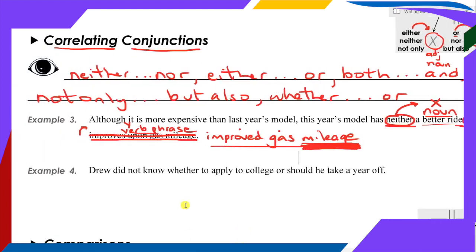Number 4, "Drew did not know whether to apply to college or should he take a year off." Definitely take a year off, Drew. Have fun. Enjoy your life. Actually, you'll enjoy your life in college. Just go to college. It'll be just as fun.